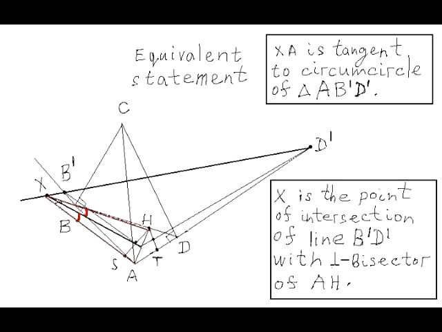The center of this circle is located on the line that goes through these 2 points called focal points, and the radius XA is tangent to the circle that goes through these 2 points B prime and D prime, and obviously point A.